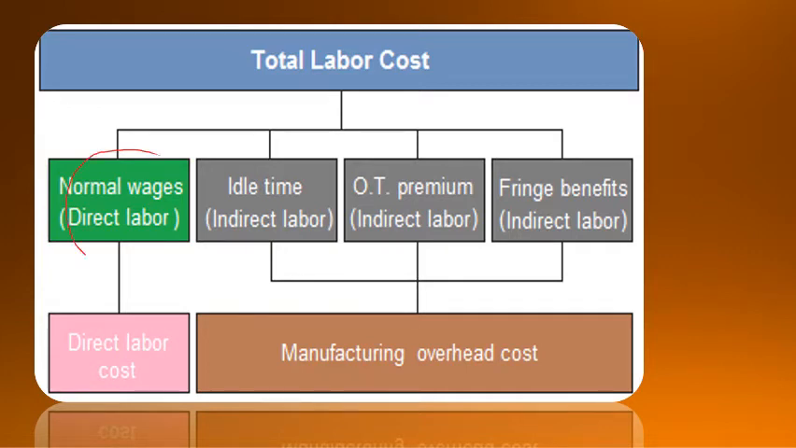It includes normal wages, that is direct labor, then idle time, that is part of indirect labor, overtime premium, salary for overtime, and fringe benefits. Those are in-kind benefits. All these will be treated as indirect labor, and all three indirect labor types will be part of manufacturing overhead cost, and these normal wages will be direct labor cost. So into this we are going to see about the idle time also, and in the next session we are going to see about the overtime.